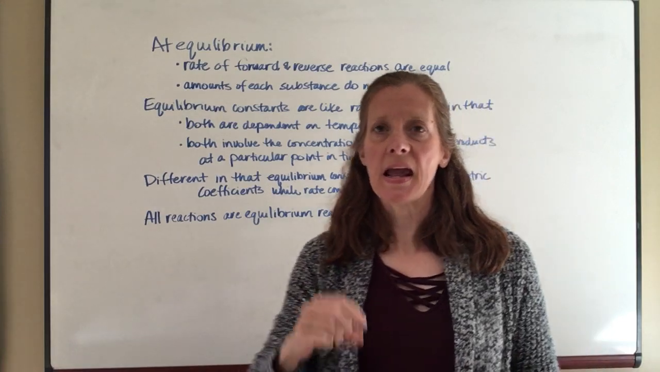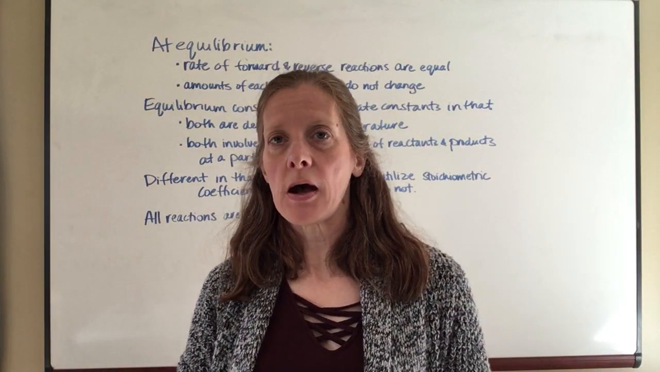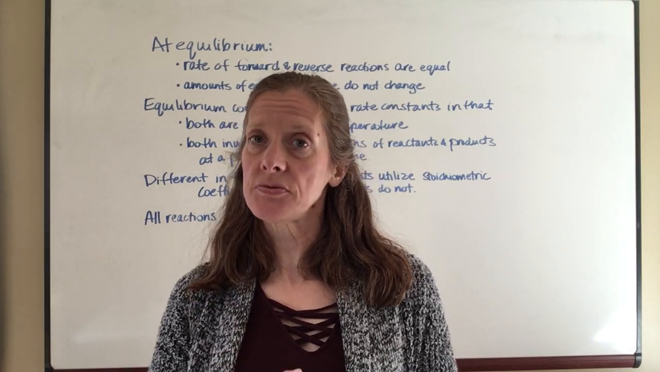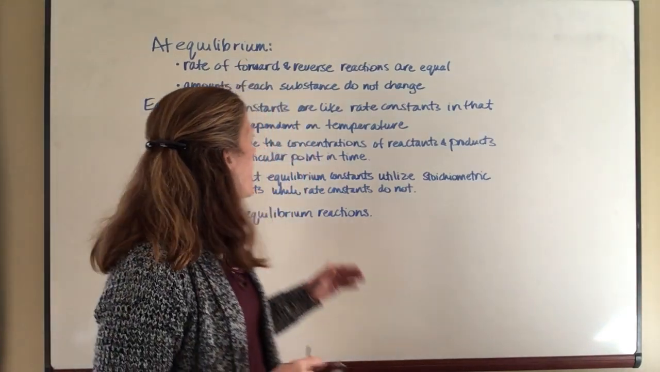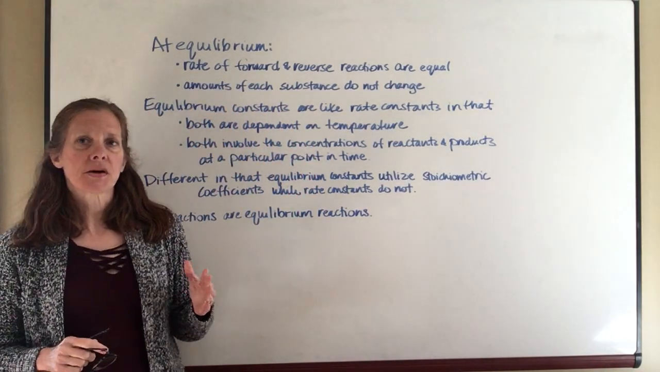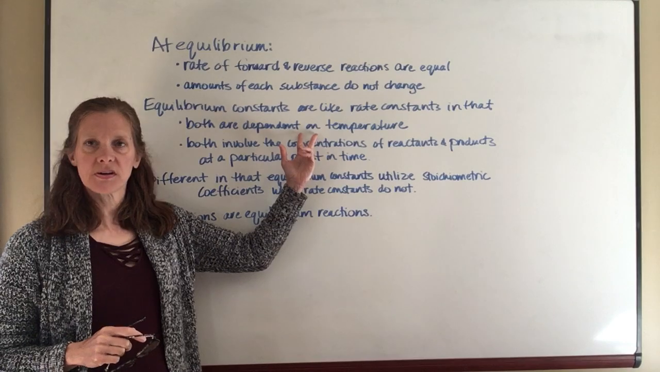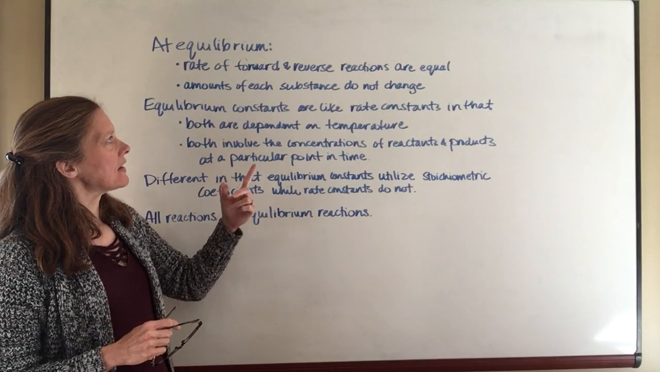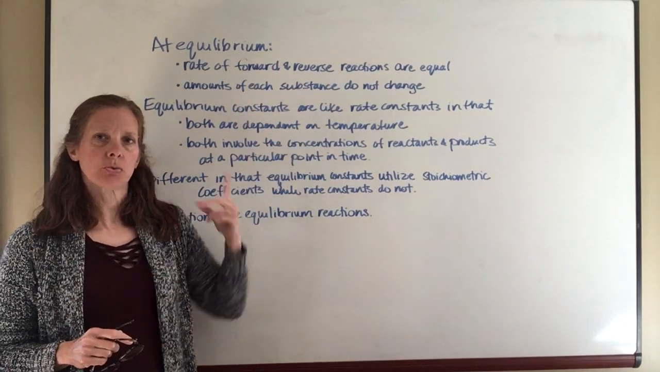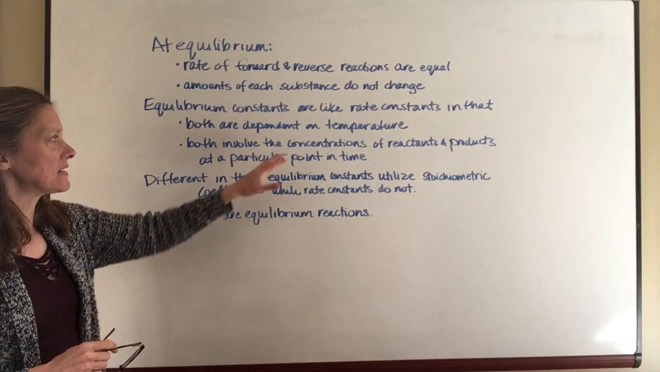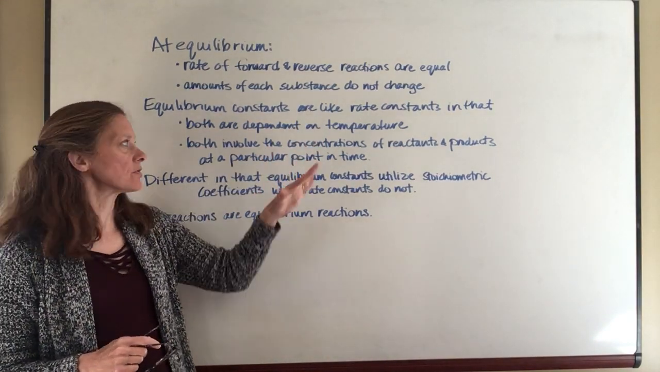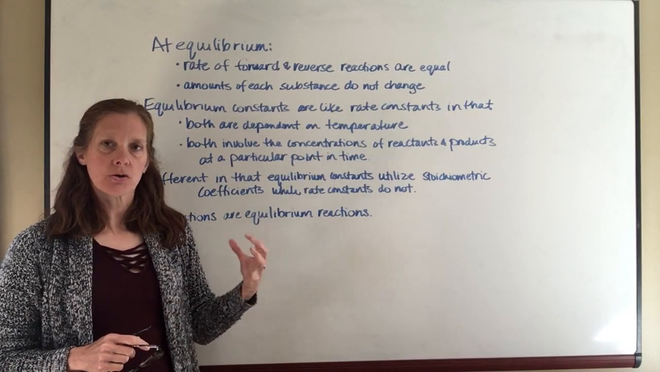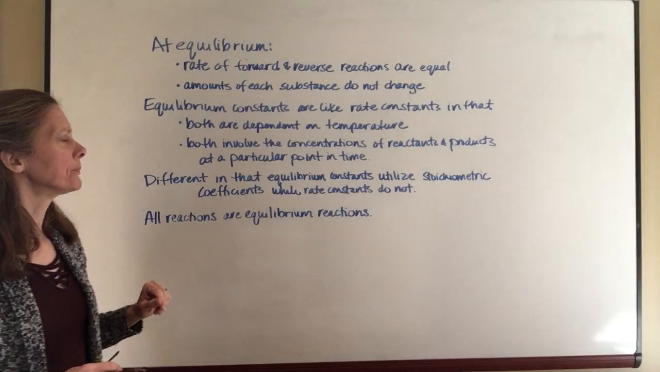Now, just like we had a rate constant to talk about the rate of a reaction, we can have an equilibrium constant, and you'll find a lot of similarities between the two of them. First of all, both equilibrium constants and rate constants are dependent on temperature. And since an equilibrium constant takes place at a time when the rates of the forward and reverse reactions are equal, hopefully that should make sense to you because we're still talking about the rates of reactions. And so if I change the temperature, the equilibrium constant is not going to have the same value.